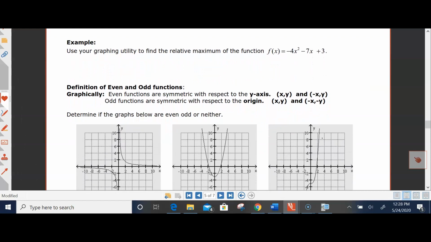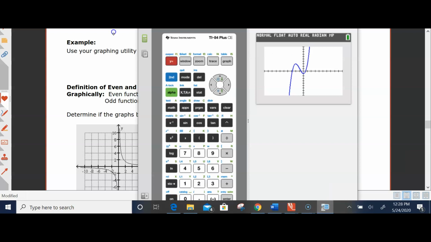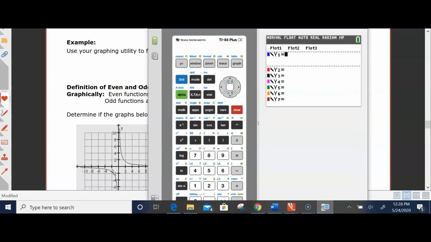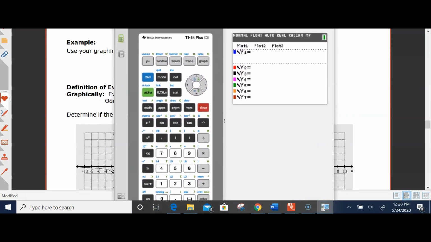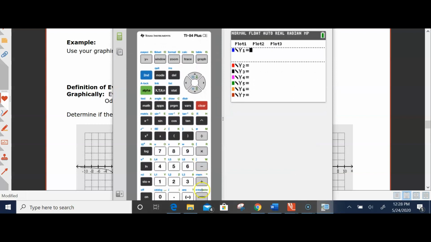Oh, we want maxes and mins. Let's practice on our calculator. So let's pull that thing up again. Let's go to y equals and clear that out. And I need an equation: negative 4x squared minus 7x plus 3.